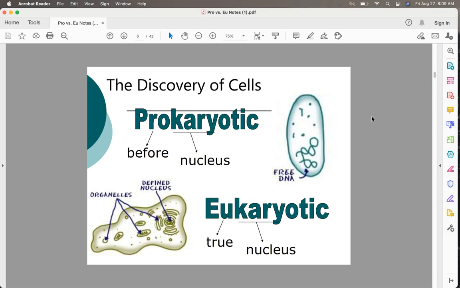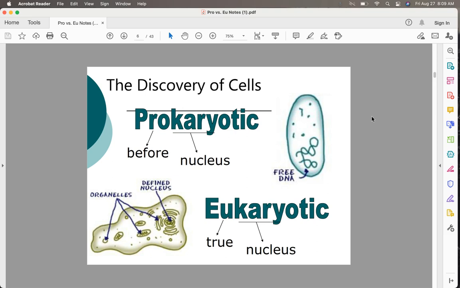So as I said, there are two main types of cells. So we're going to talk about the discovery of cells, prokaryotic and eukaryotic. Those are the two main classes. Prokaryotic, we talked about how it literally means before the nucleus. These were the first primitive cells to evolve. These were the very first simple little organisms.